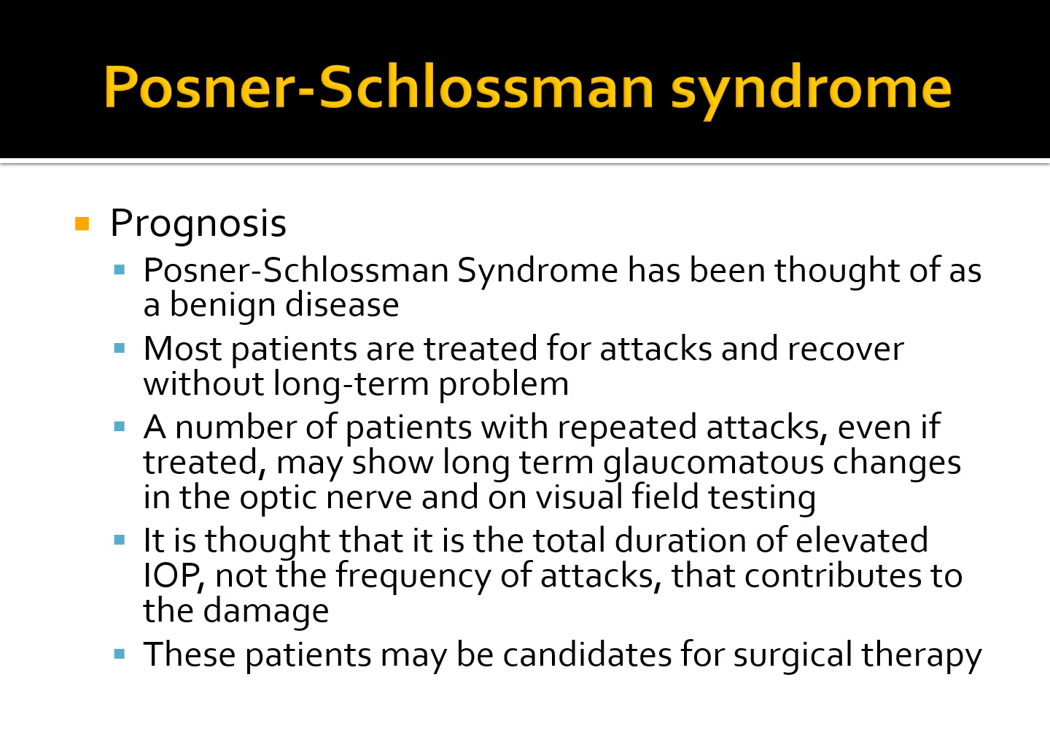Historically, it's always been thought of as a benign disease. I don't know how it can be, but most patients are treated for attacks and recover without long-term problems. But a number of patients with repeat attacks, even if treated, may show long-term glaucomatous changes in the optic nerve. It's thought that the total duration of elevated IOP, not the frequency of attacks, contributes to the damage. And these patients certainly are candidates for some form of surgical therapy.